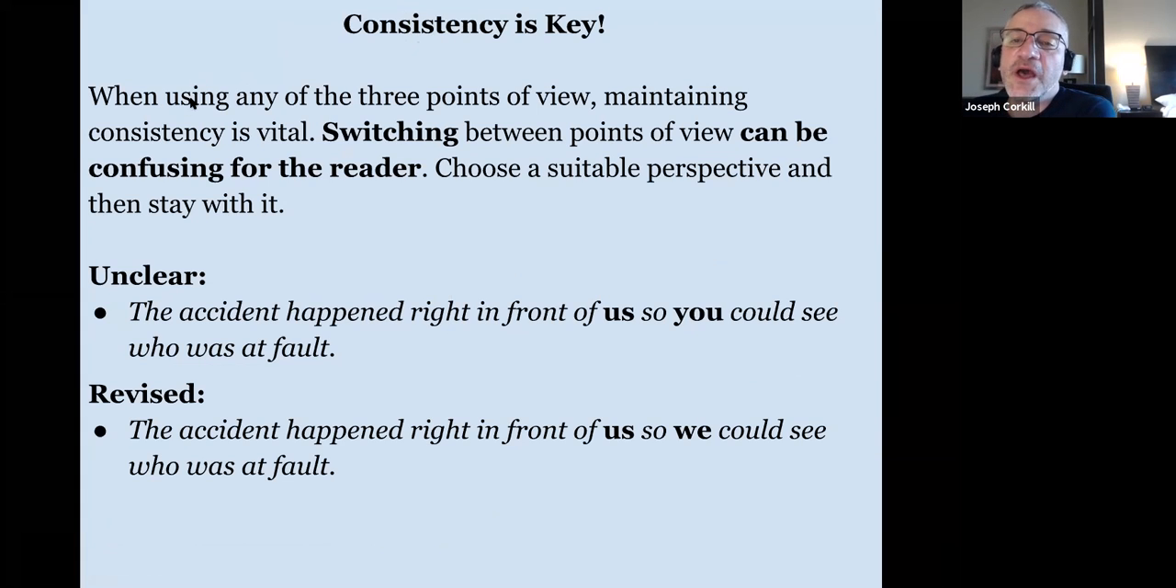Consistency is key. When using any of the three points of view, maintaining consistency is vital. Switching between points of view can be confusing for the reader. Choose a suitable perspective and then stay with it. For example, this sentence right here is unclear in this type of text analysis response. The accident happened right in front of us, so you could see who was at fault. It's unclear when you're switching back and forth between points of view.